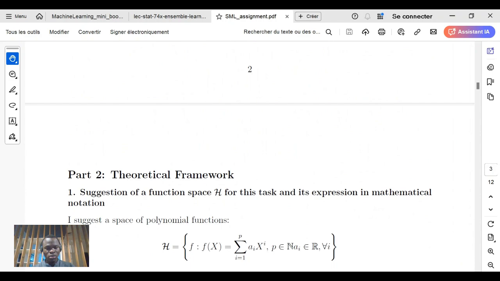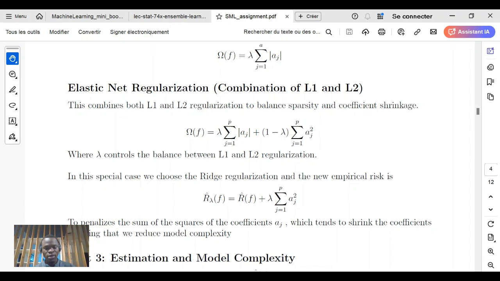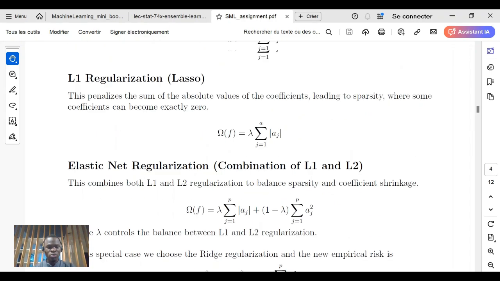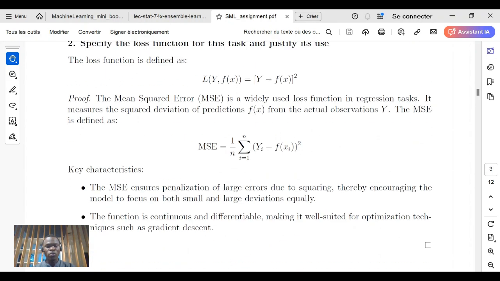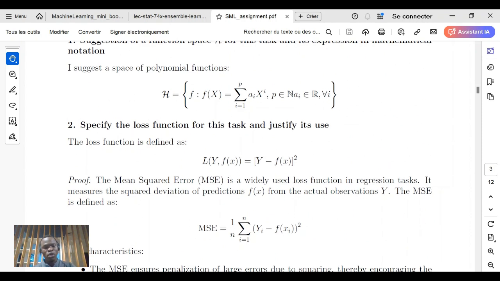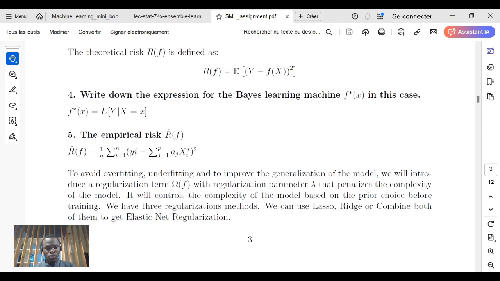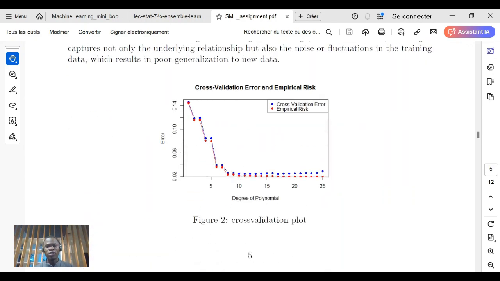At the end of the day, we try to solve it by cross validation. We set our set of functions as a set of polynomial functions. We look for the minimum p, the degree of our polynomial, which minimizes the risk error. Then we draw the cross validation error as a function of the degree of the polynomial.